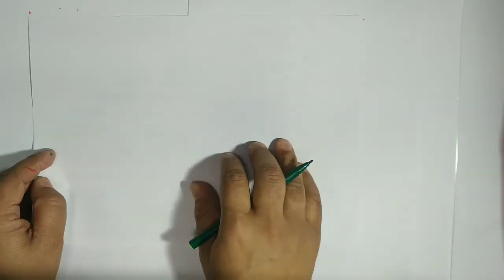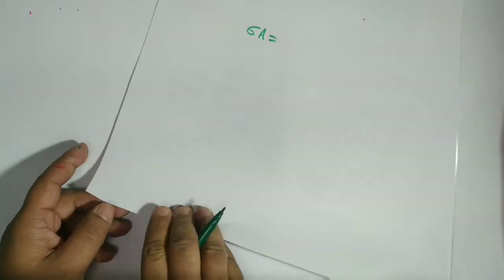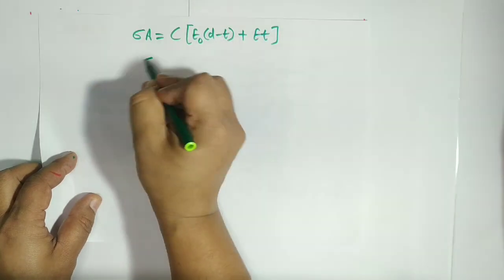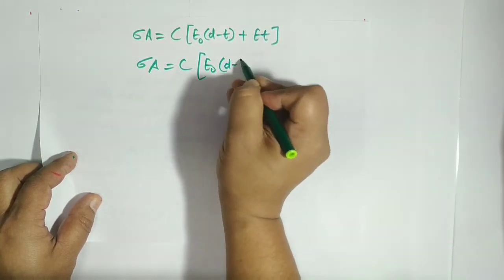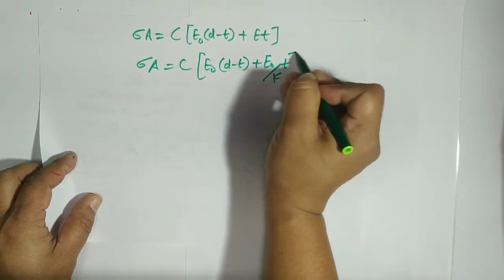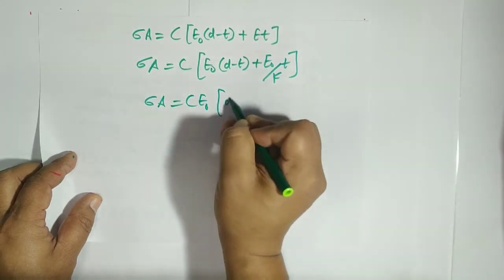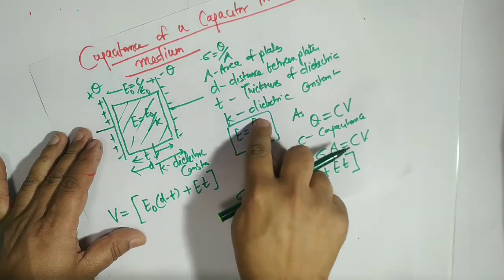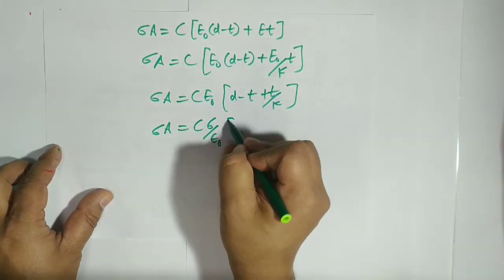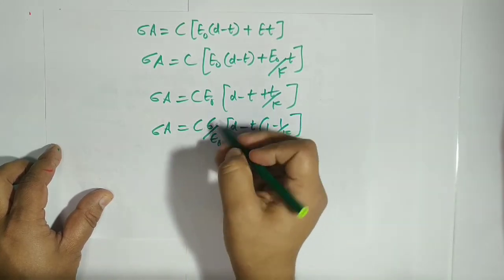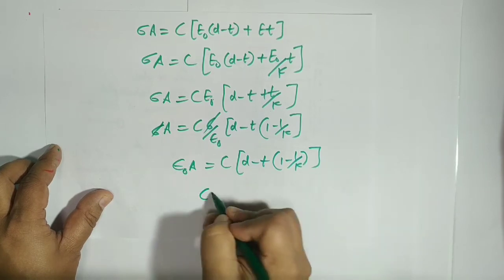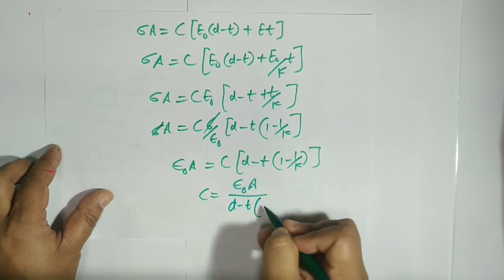And now how are we going to get it? We know that sigma A is equal to C times E naught D minus T plus E into T. In place of E you can take E naught by K, and E naught will come out: D minus T plus T by K. And E naught is sigma by epsilon naught. T will be common, so 1 minus 1 by K. So sigma cancels out, and it is epsilon naught A equals C times D minus T into 1 minus 1 by K. So at the last, what is the expression? C equals epsilon naught A divided by D minus T into 1 minus 1 by K.